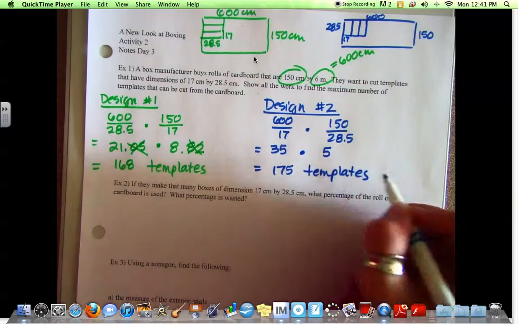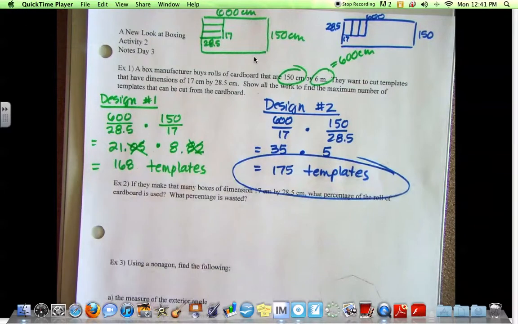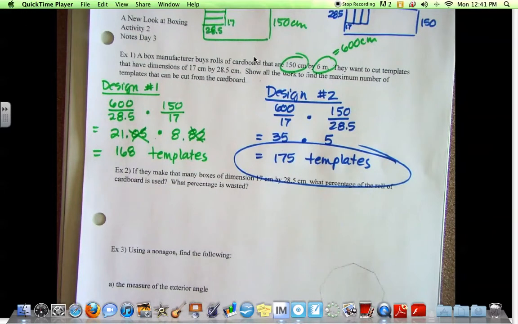So what is the maximum number of templates that we can cut out? What's the maximum number? 175. All right, so how many boxes are we going to be able to make? 175. If we make 175 boxes of dimension 17 centimeters by 28.5 centimeters, what percentage of the roll of cardboard is used and what percentage is wasted?